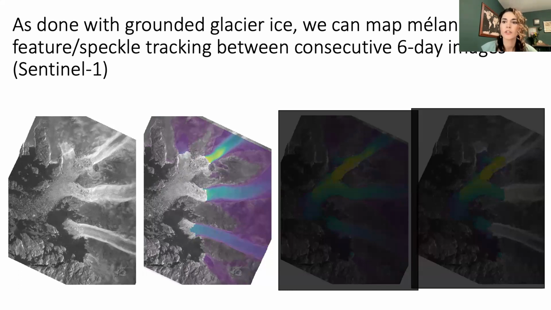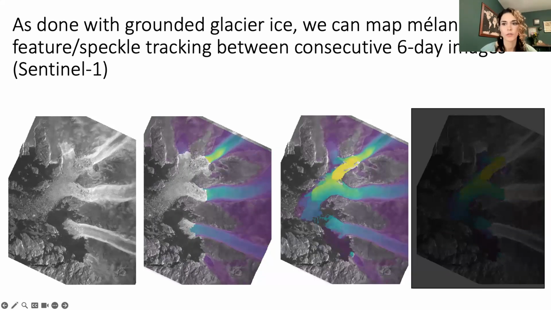But we can, just similarly with some tuning, apply those same methods to the mélange itself, as long as the mélange is moving in a relatively cohesive manner. So if we are able to keep track of the individual constituents of the mélange, you're able to derive a nice velocity map similarly to how you would on grounded ice. And that's what this is showing here.